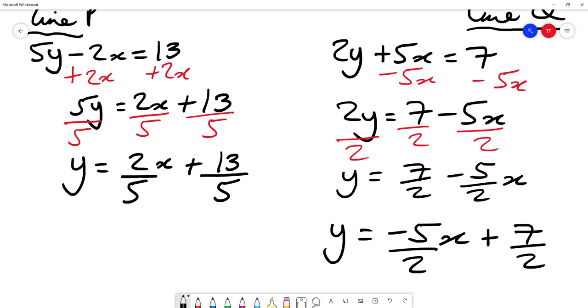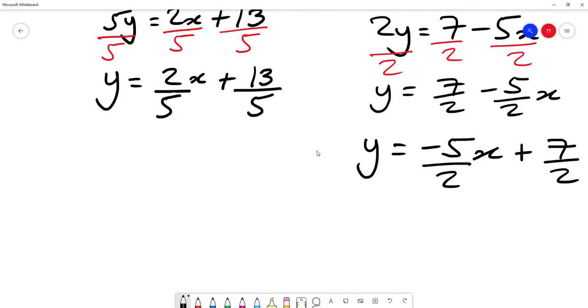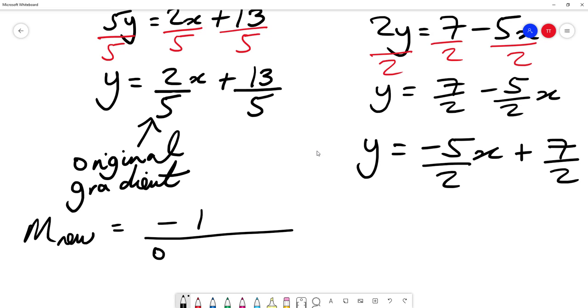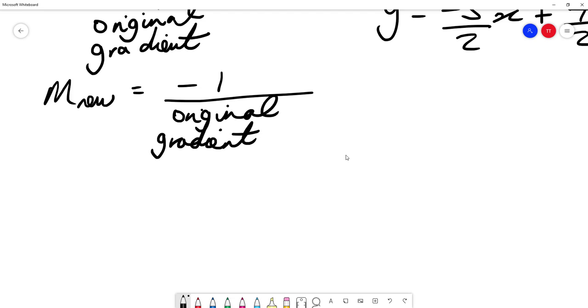So now that we've got that, I'm going to choose line P and say, well, the original gradient is 2 over 5. So let's label that as the original gradient. And then we said that if you've got a perpendicular line, m nu is always minus 1 divided by your original gradient. So minus 1 divided by our original gradient is here. That's our formula. So we can now apply what our original gradient is, which is 2/5, and we're going to get minus 1 divided by 2/5.